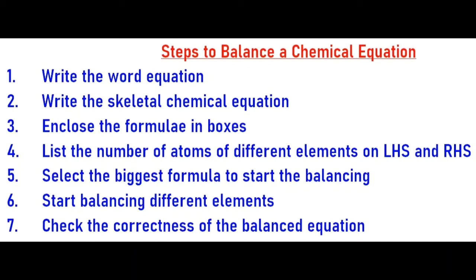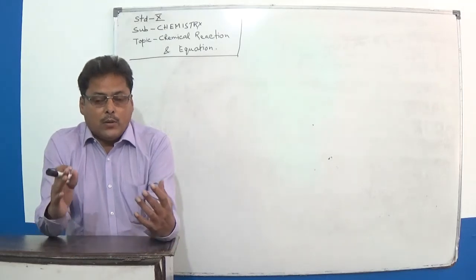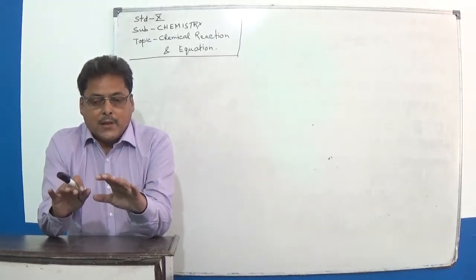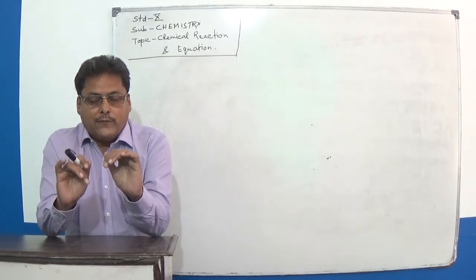Fourth, list the number of atoms of different elements on left hand side and right hand side. Mind you, the number of atoms must be balanced. Fifth, select the biggest formula to start the balancing. It's a convention, not a rule. Number 6, start balancing different elements. And finally, of course, check the correctness of the balanced equation. Right?